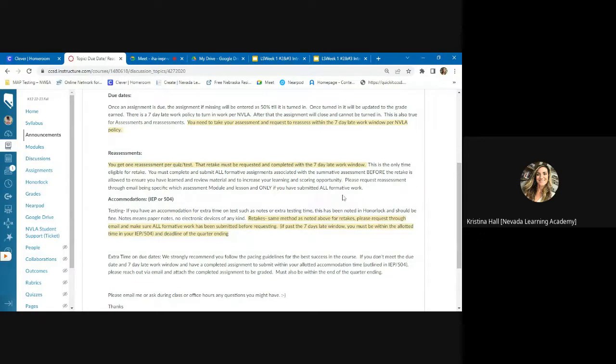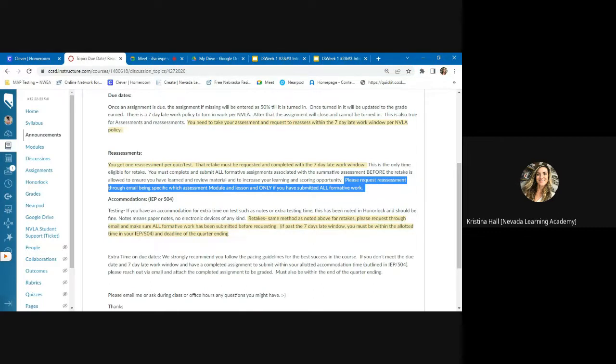Now, the way to request a reassessment is you first have to make sure you have all your formative work in. So for example, Module 1, Lesson 1: in order to reassess on the Module 1, Lesson 1 quiz, you have to make sure you have in all Module 1, Lesson 1 work, so the course arc and the notebook. And then you would email me. So it says it right here, please email me. Oh, it doesn't want to highlight for me. Please email me specifically which module and lesson you would like to reassess. Again, it has to be within those 7 days of the late work period.